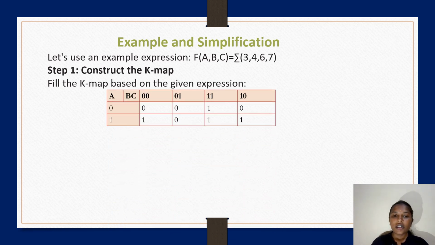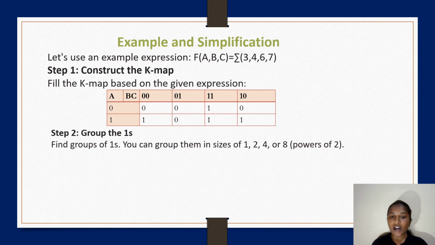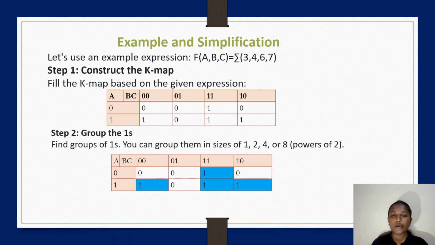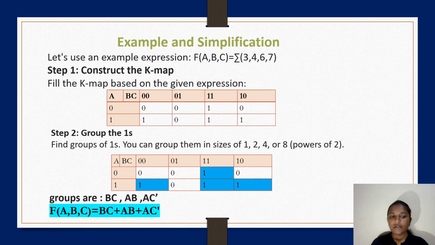You can see m of 3 is filled with 1, 4 with 1, 6 with 1 and 7 with 1. After filling this, I have to group these ones in such a way that the group sizes are always powers of 2, such as 2, 4, 8 and 16. We are going to group these ones. After grouping, I got the terms BC, AB, and A C bar.